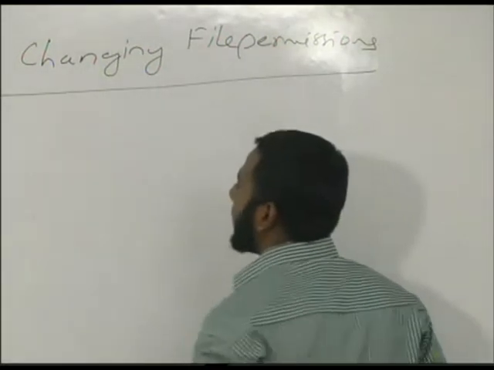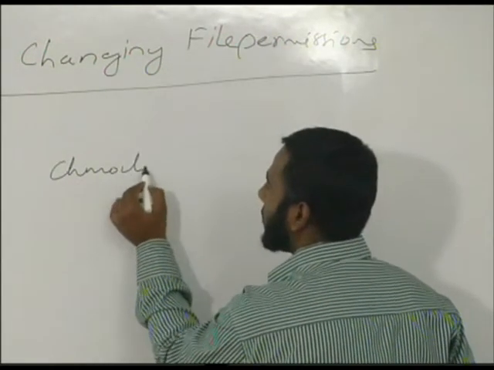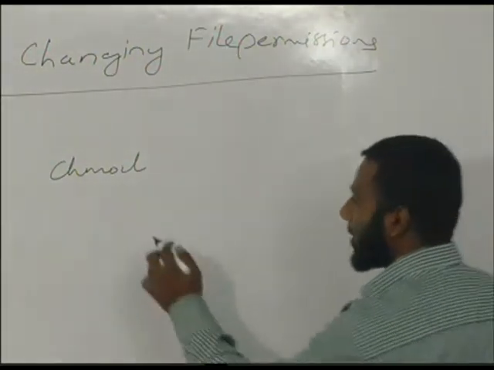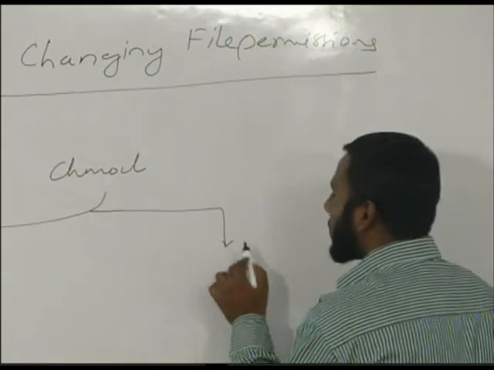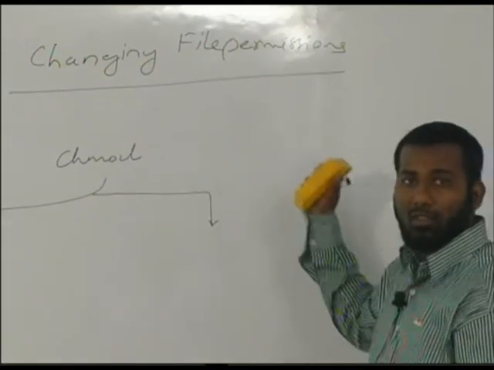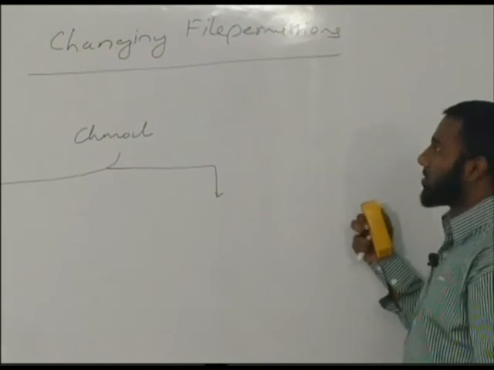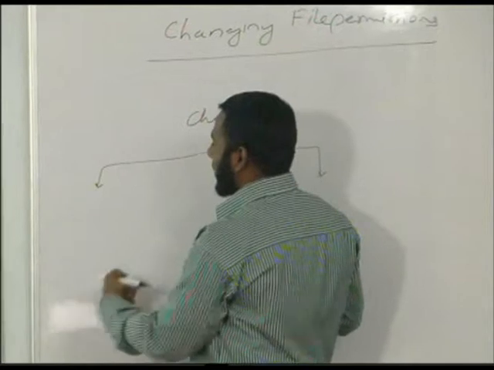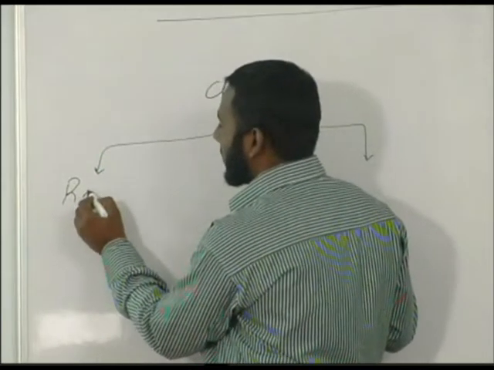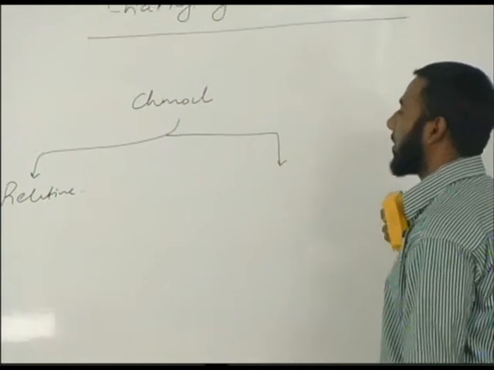As I've told in the previous session, there is one command called chmod which is used for changing the file permissions, and there are two ways in which this chmod command can be used. One is to change the file permissions relatively, and another is changing the file permissions using absolute values. So I'll summarize what we have covered in changing the file permissions relatively.